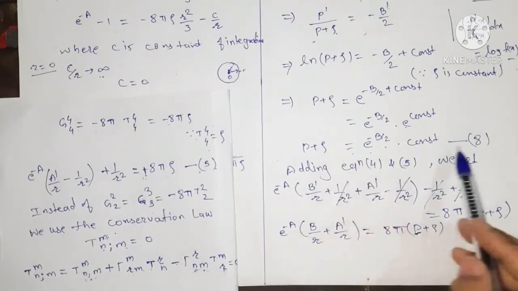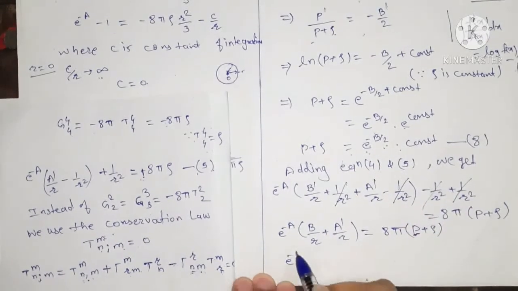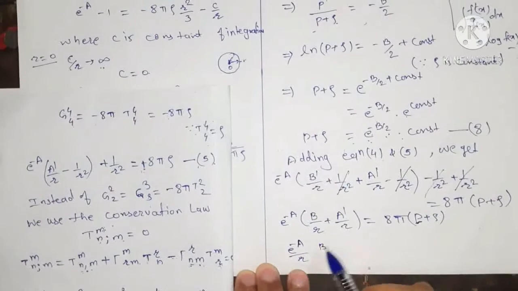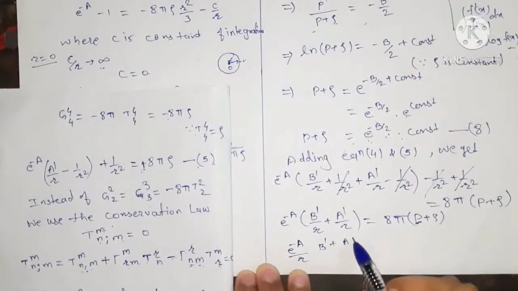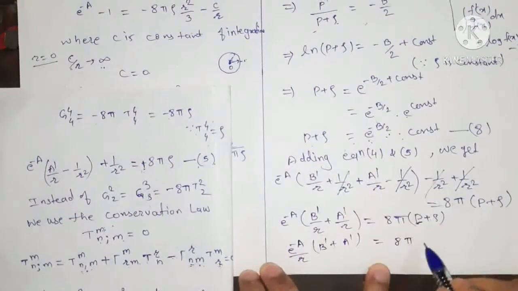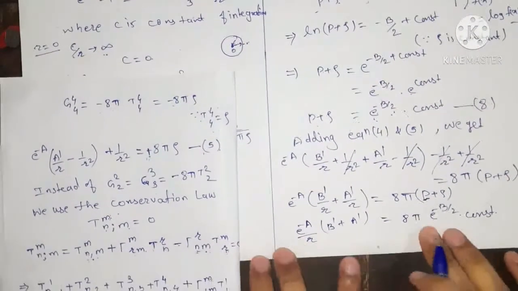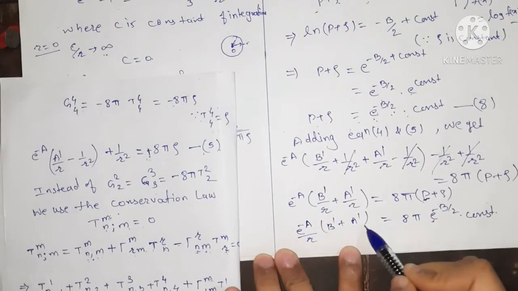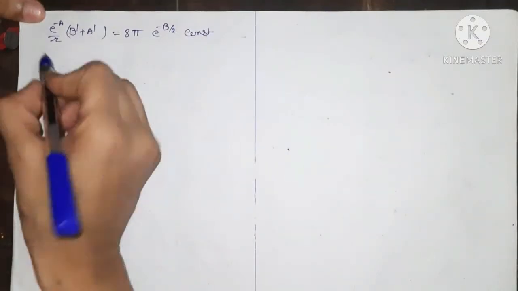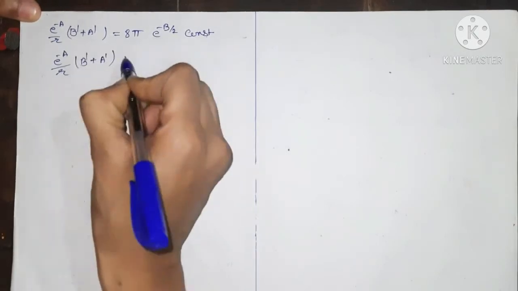Now the value of p plus rho from equation 8 is e to the power minus b upon 2 into constant. We can take e to the power minus a upon r common from the bracket, so b dash plus a dash equals to 8 pi, and the value of p plus rho is e to the power minus b upon 2 into constant. Now we can take this e to the power minus b by 2 to this side, and 8 pi into constant, so we write e to the power minus a upon r, b dash plus a dash, into e to the power b upon 2.